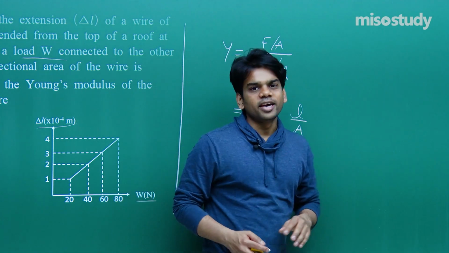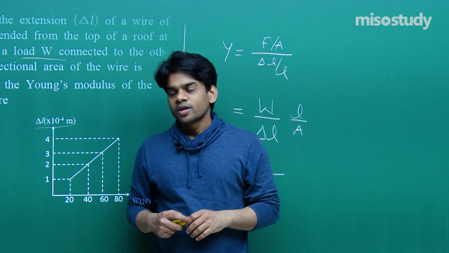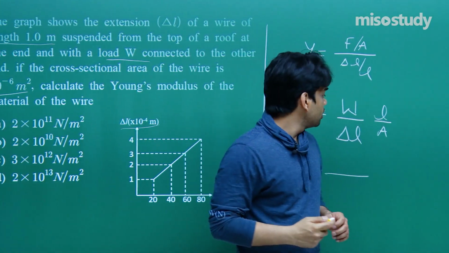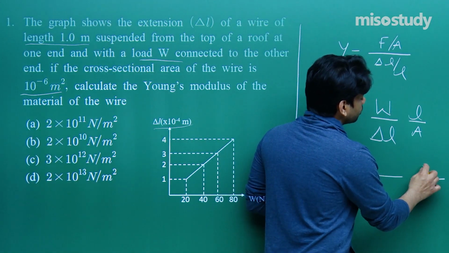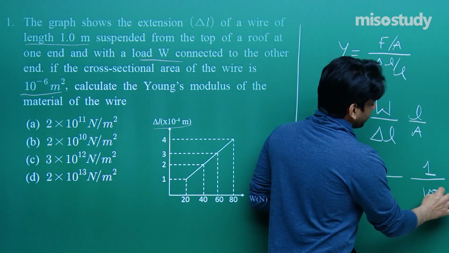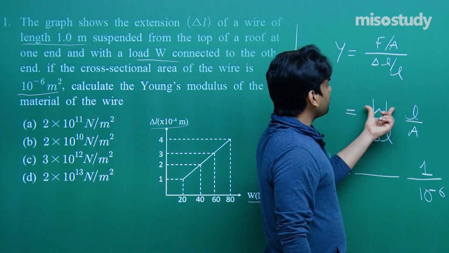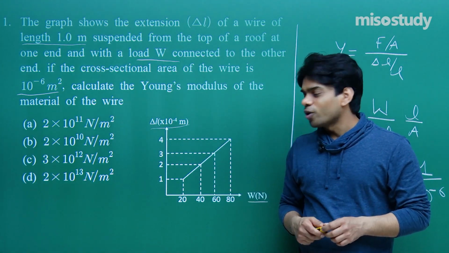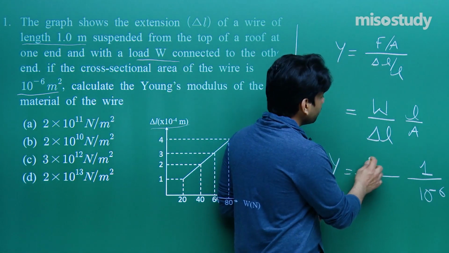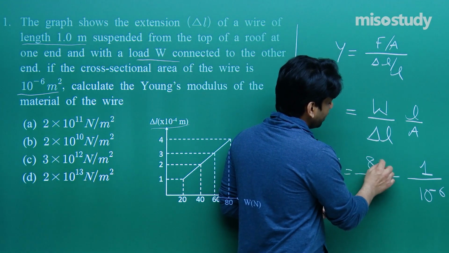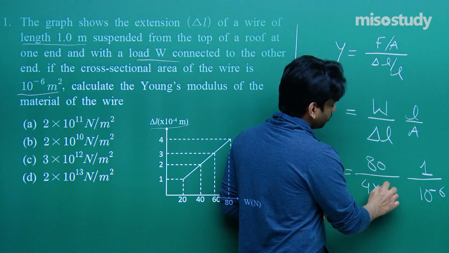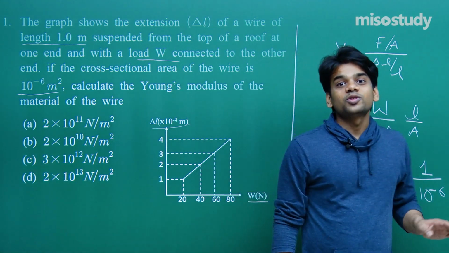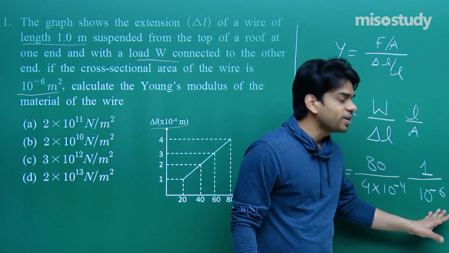You have L by A also provided. L is 1 meter, A is 10 to the power minus 6 square meter. So if I put in all the values, this is 1, this is 10 to the power minus 6. For a particular value, we can put W as 80 and delta L as 4 into 10 to the power minus 4. With proper units I have put these in, everything will be in SI units.